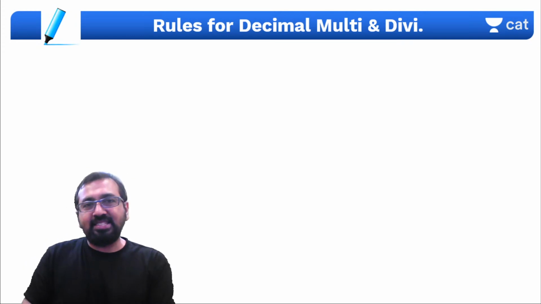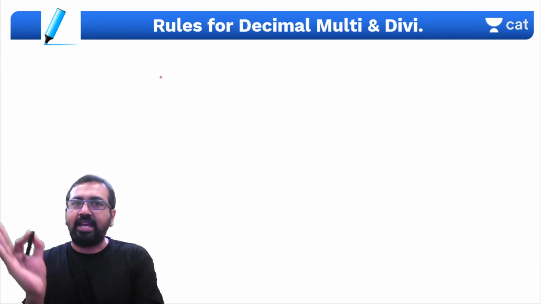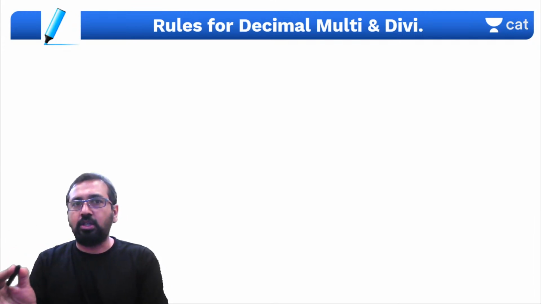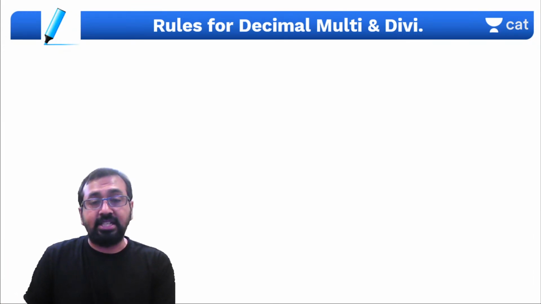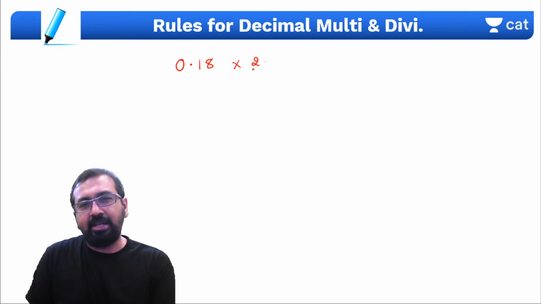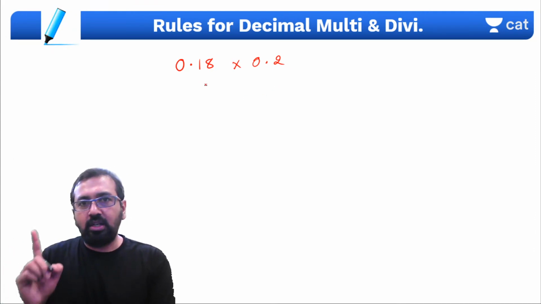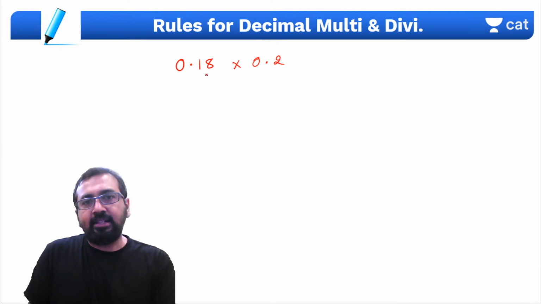Thank you. Now let's quickly understand some rules related to decimal multiplication and division. So we have understood how to tackle these fractions. Now we are talking about decimal multiplication and division. I'll suggest that you remember these points. For example, if I want to multiply 0.18 with, let me take some simple number, 0.2. Guys, remember this rule for decimal multiplication, that the number of digits after decimal should remain the same.